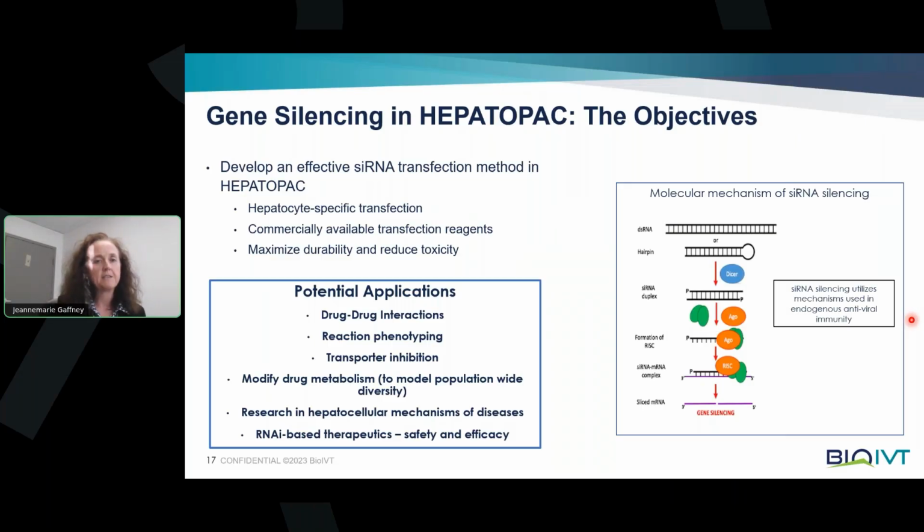Our objective in developing an effective siRNA transfection method in HEPATOPAC involved a hepatocyte-specific transfection, the use of commercially available transfection reagents, and maximizing the durability and reducing toxicity. We did know, obviously, that there's potential applications for using siRNA in HEPATOPAC. We already had work with clients doing research in the hepatocellular mechanisms of disease and RNA-based therapeutics. So our focus then turned to trying to apply this same model and to compare it with chemical inhibitors for reaction phenotyping.